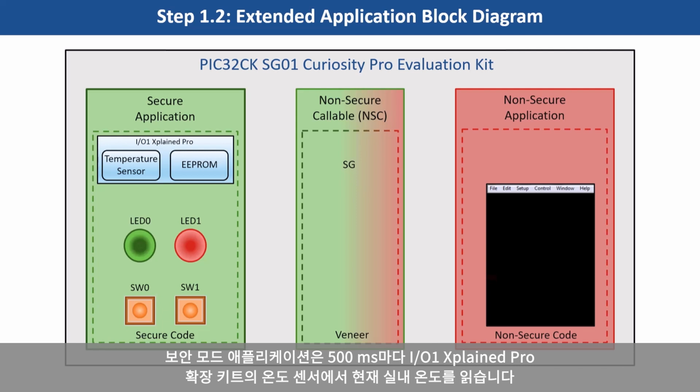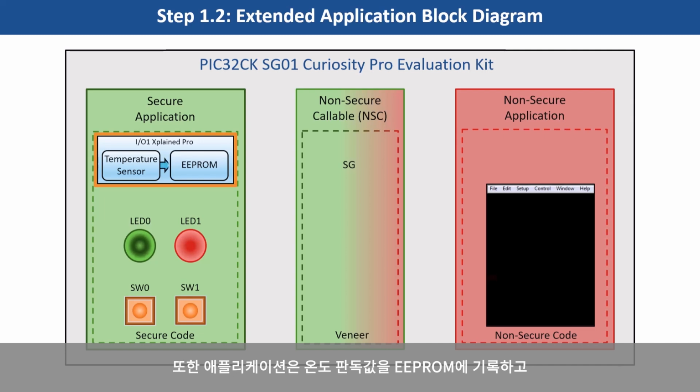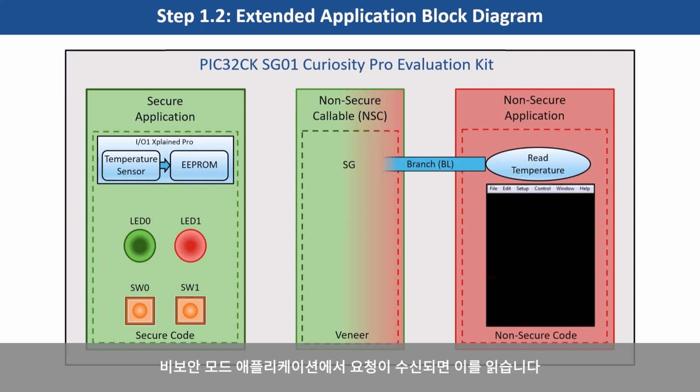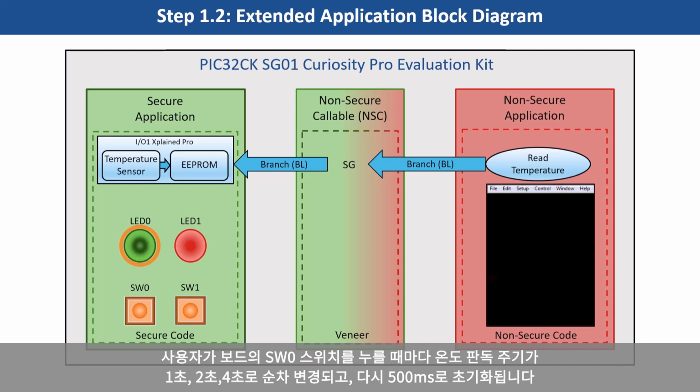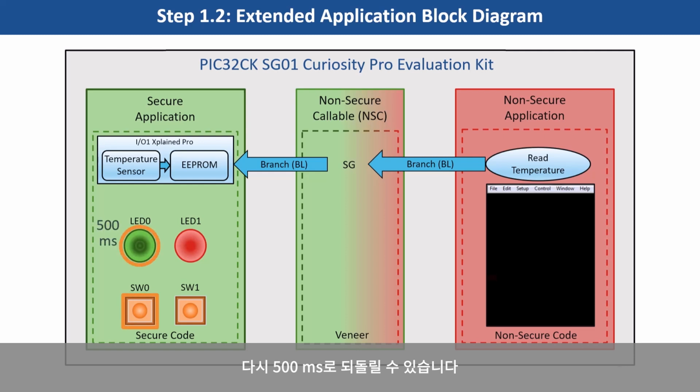The secure mode application reads the current room temperature from the temperature sensor on the IO1 Xplained Pro Extension Kit every 500 milliseconds. Further, the application writes the temperature readings to the EEPROM and reads when a request is received from the non-secure application mode. Also, LED 0 is toggled every time the temperature display request is received from the non-secure mode application. The periodicity of the temperature reading can be changed to 1 second, 2 seconds, 4 seconds, and back to 500 milliseconds whenever the user presses the switch SW0 on the board.